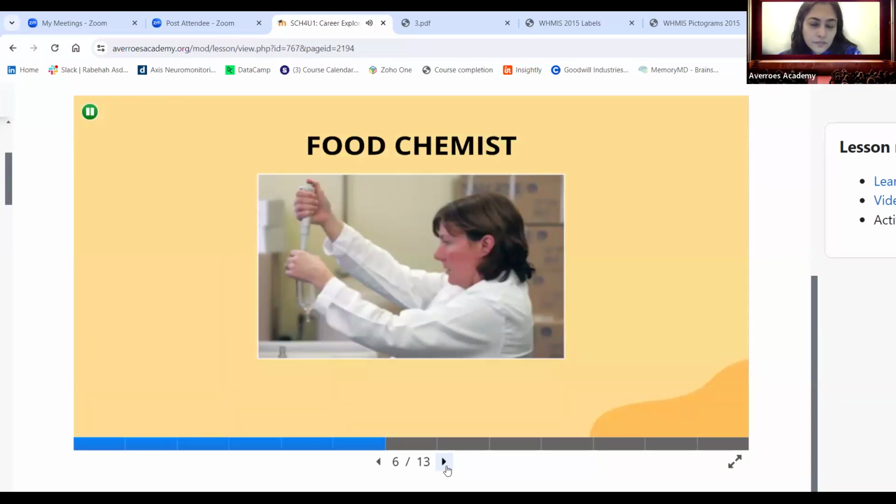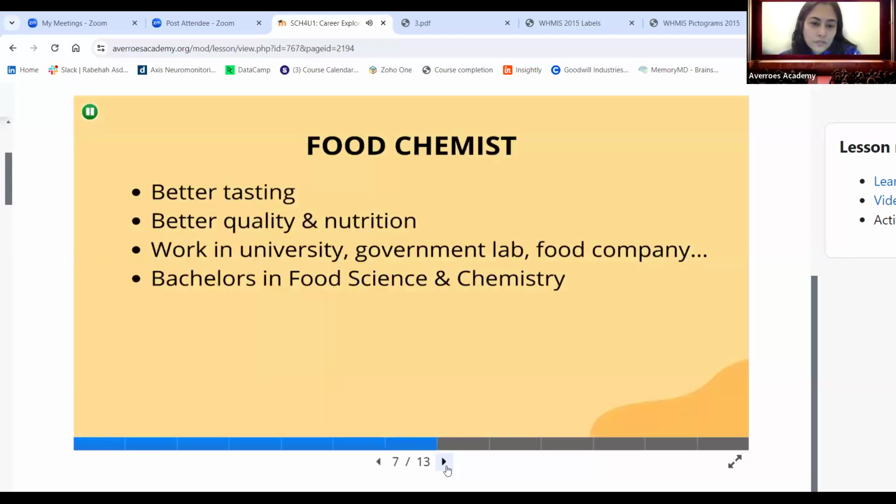And then again, here is your second option, a food chemist. So you'd work in a laboratory and study and test food, do research with regards to food. So the purpose of a food chemist would be to make food better tasting, test the safety of different foods, better quality of food, better nutrition in our food.